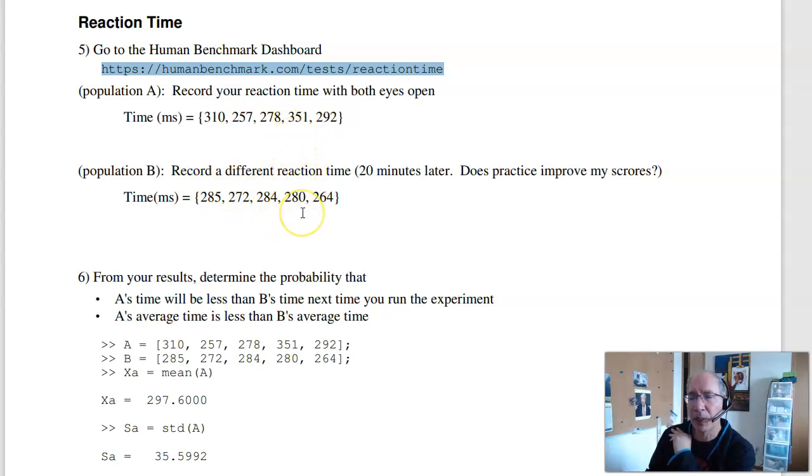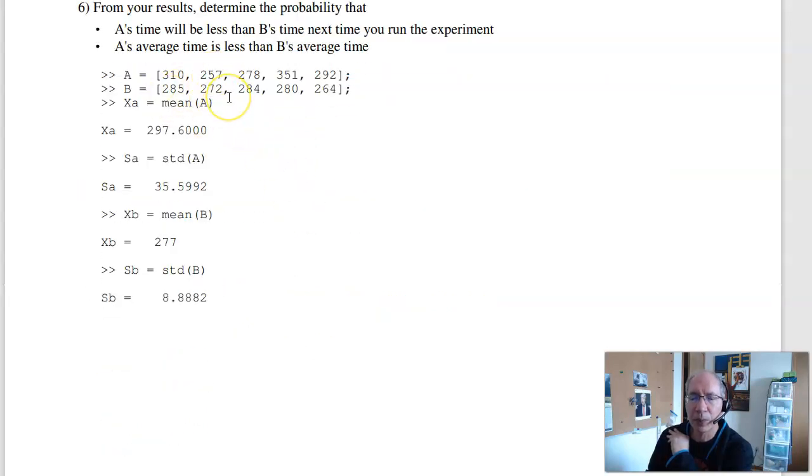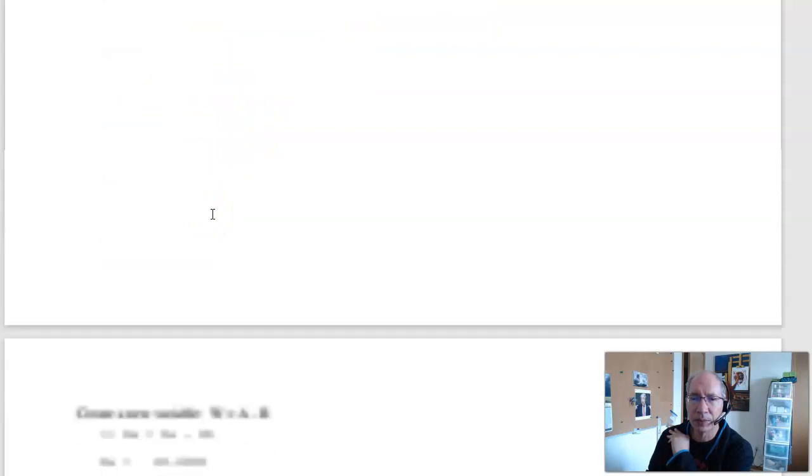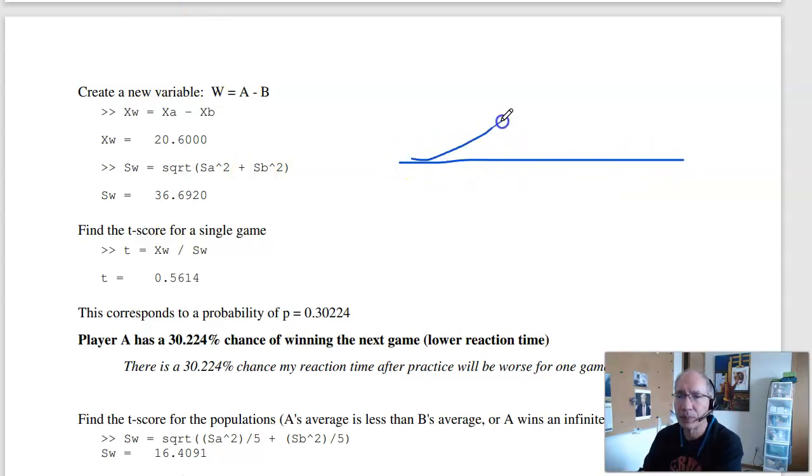Do I get better with practice? To do that, I've got two populations. Find the mean and standard deviation. And again, here's the trick. T-tests really only work with one population. So turn the two populations into one. Create a new variable W that's the difference between A and B. A minus B is 20.